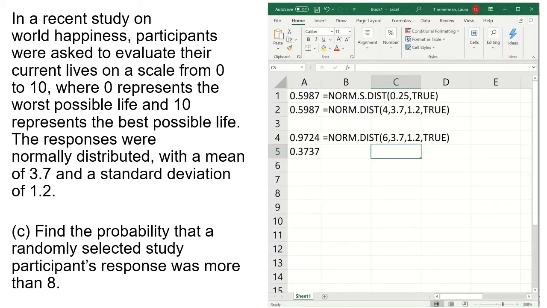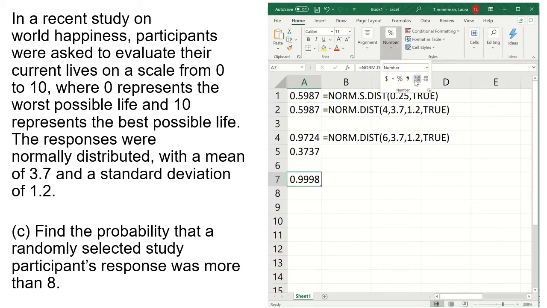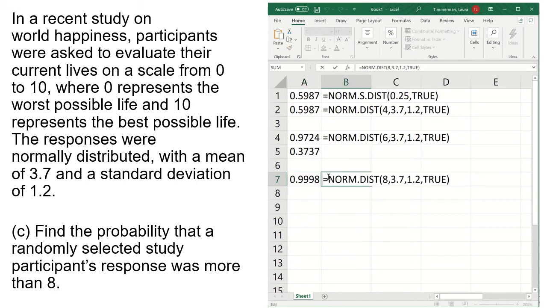So switching to Excel, we're doing norm.dist. Our x for this question is 8. Our mean is still 3.7. Our standard deviation is still 1.2, and we still want to get that part. Now it's showing 1 because it's a really high number, but if we were to force the decimals out like I just did, it would get bigger and show us that it's not quite 1, but it's very close. So there's the formula for that.